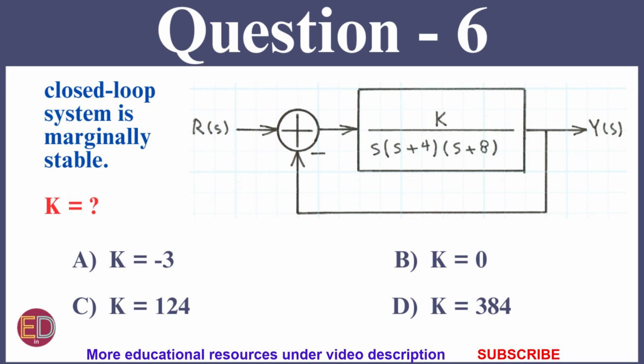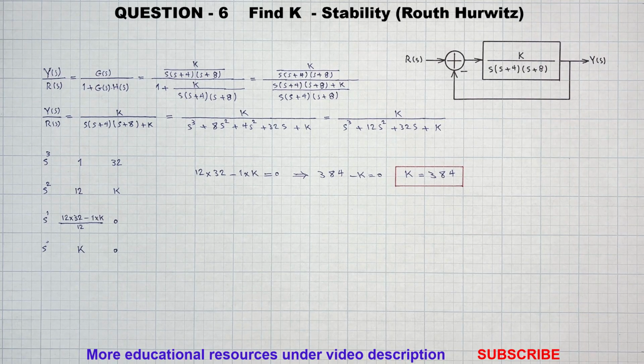Question 6. For this unity feedback system, find the constant K so that the closed loop system is marginally stable. First, we find the characteristic equation. The characteristic equation is obtained from the closed loop transfer function, and it is found by setting the denominator of the closed loop transfer function to 0.